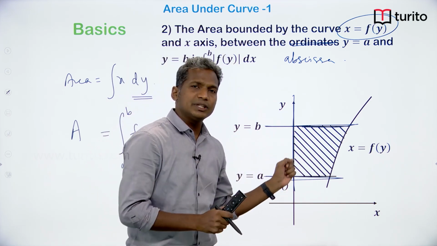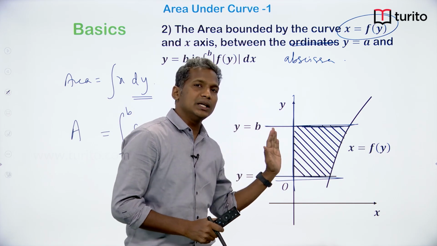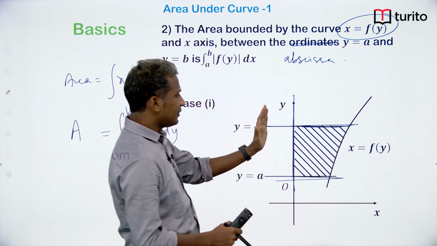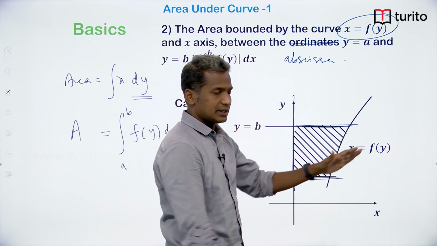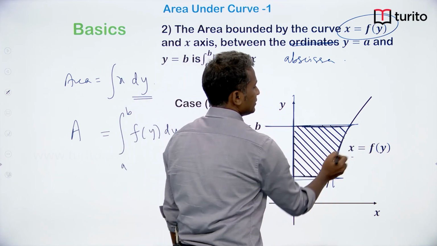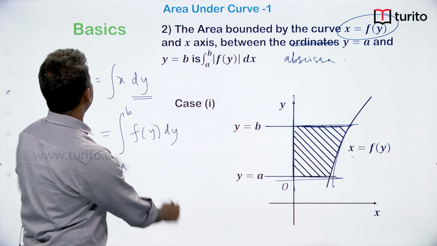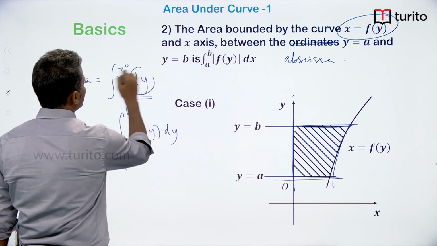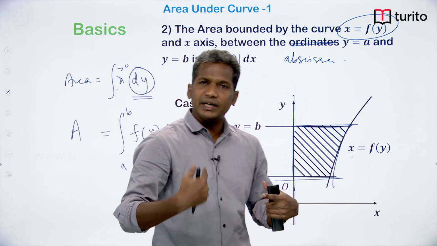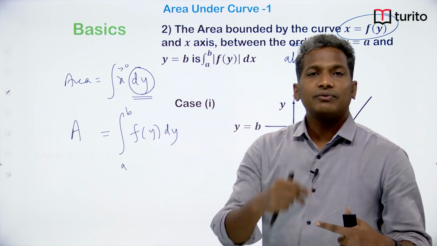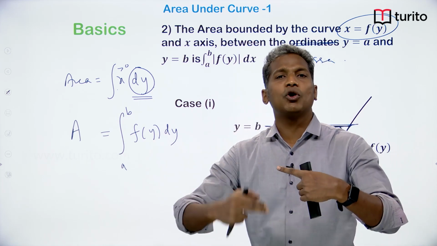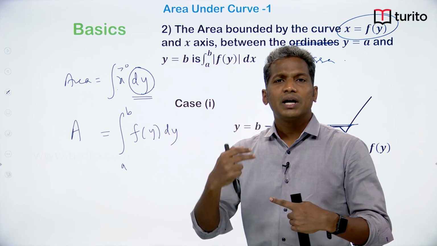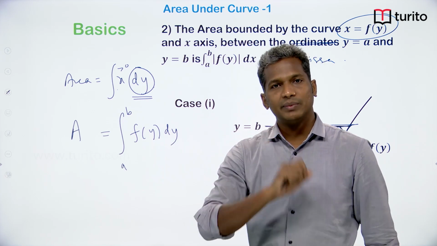For that you need to check whether the function is lying on the right side of the y axis or on the left side of the y axis. If it is lying on the right side of the y axis, that means x is positive. So, out of these two, x dy, x becomes a positive number. And what about dy? dy means variation in y. If the y value is varying from small to high, then dy is positive. If y is varying from high to small, that means dy will be negative.